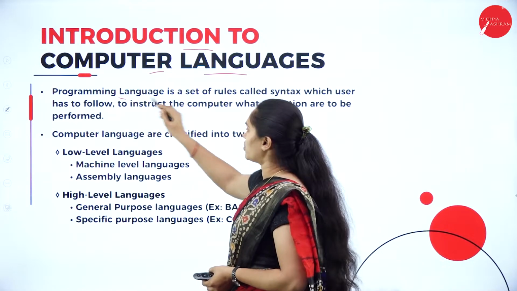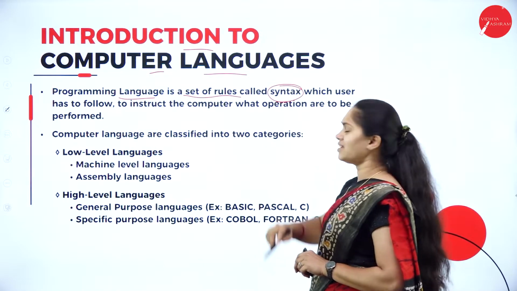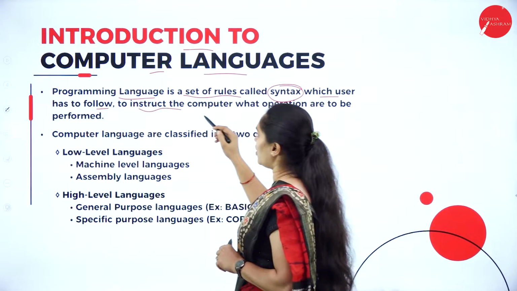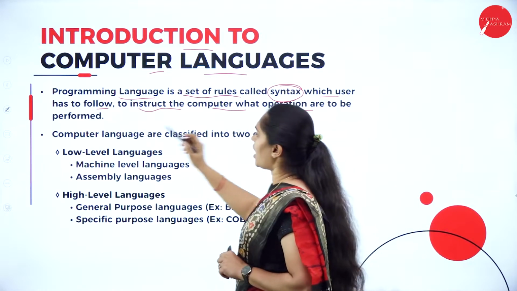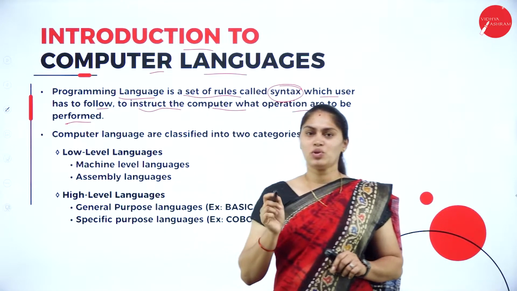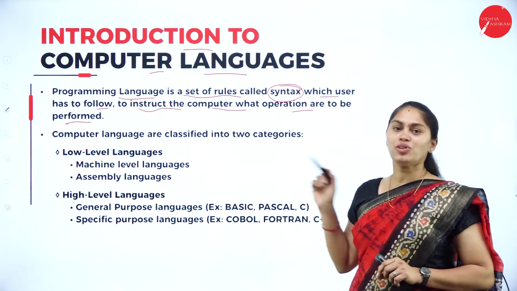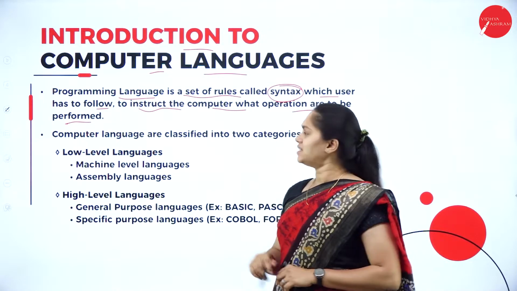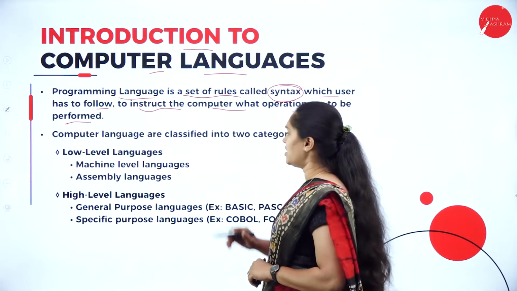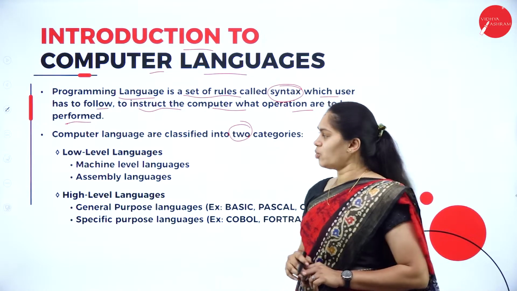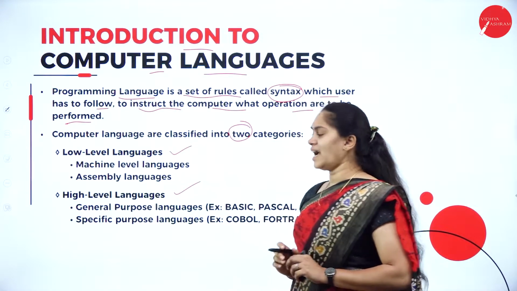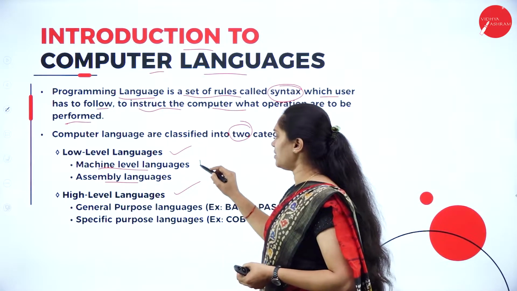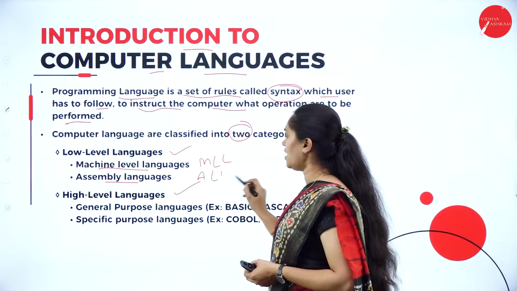Programming language is a set of rules, and we call that set of rules and structure a syntax, which the user has to follow in order to instruct the computer what operations are to be performed. In order to make the computer understand what we are seeking for, we have to write a set of instructions by following the syntax. Then we call that a programming language. It is classified into two categories: low level language and high level programming language. If it is low level, then we have machine level language and assembly level language. In short, it can be ALL and MLL.